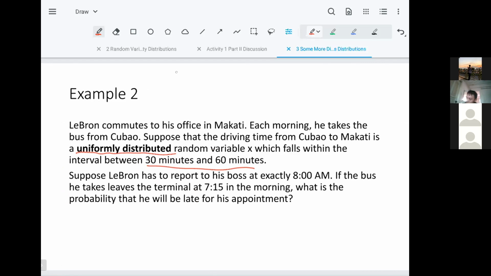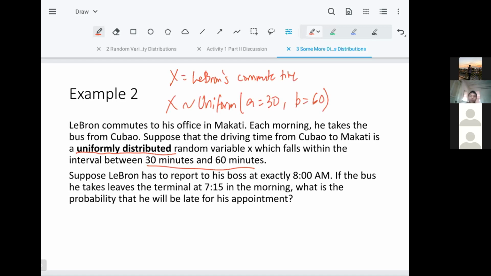Okay, so we're gonna use the same steps. X is the LeBron's commute time. Yan. We know that X is a uniformly distributed random variable with A equals 30, the lower limit, and B equals 60. So the first two steps remain the same. The next step is same pa rin. Ano to? Probability that X is what? Ang hinahanap ko probability na malilate si LeBron. Ano yung nasa loob ng blanks? Nung parenthesis.